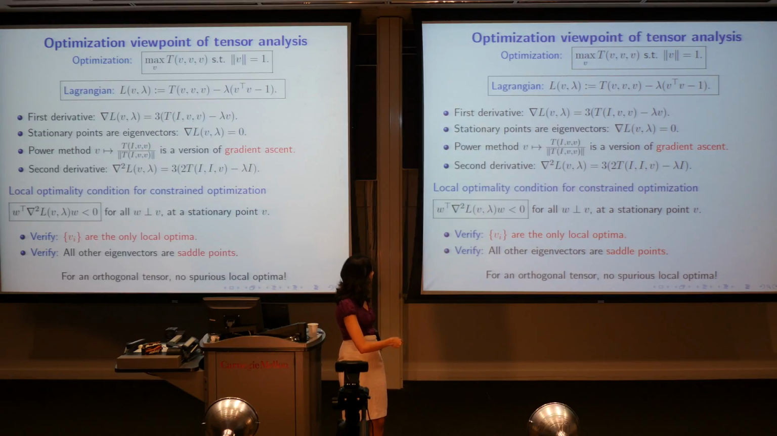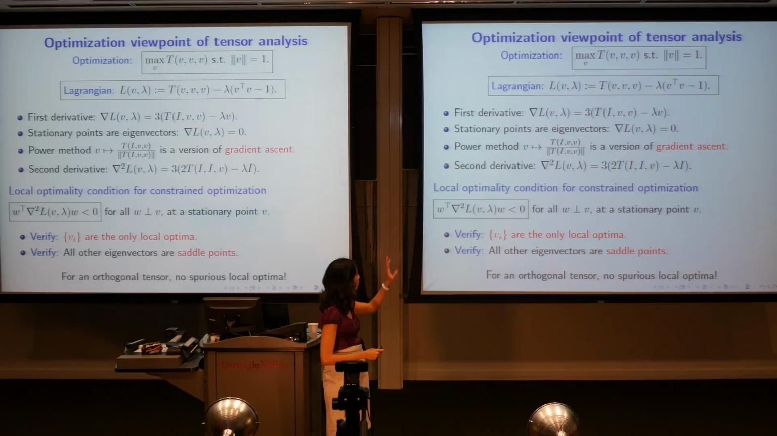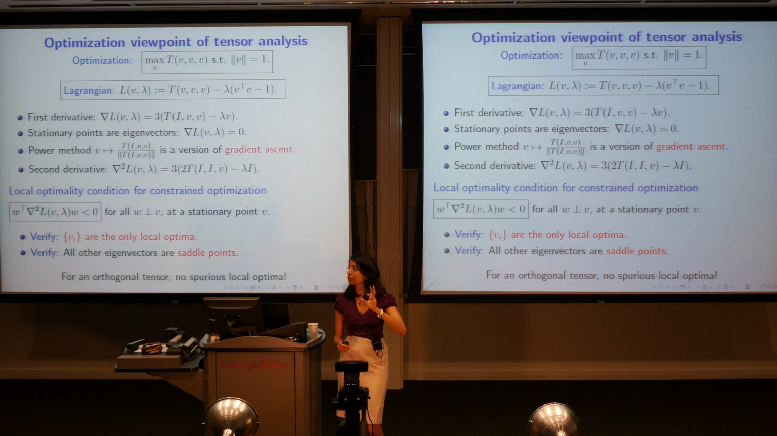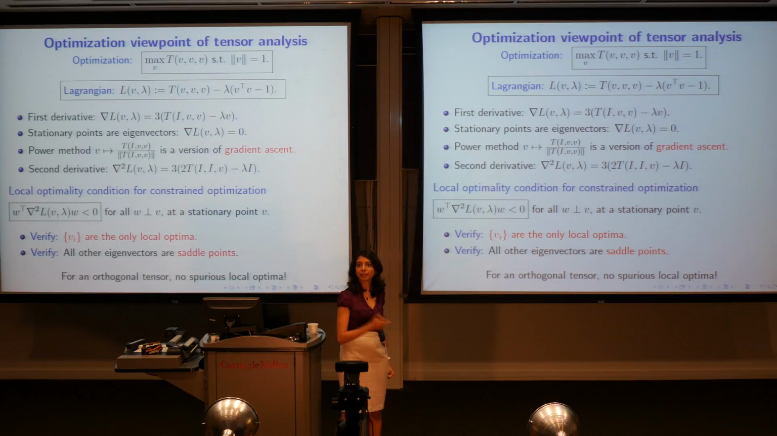Yeah, so that's the nice property that because of this, in fact, just gradient ascent, which is this power method, will go to one of these local optima. Okay, any questions here?